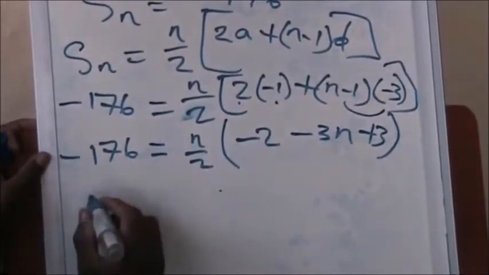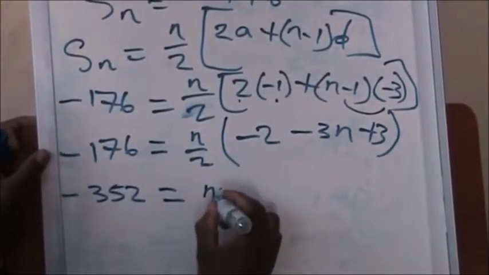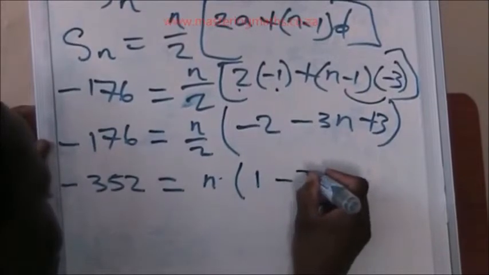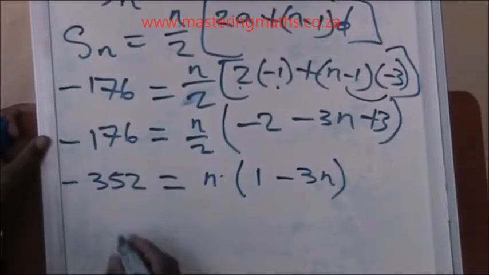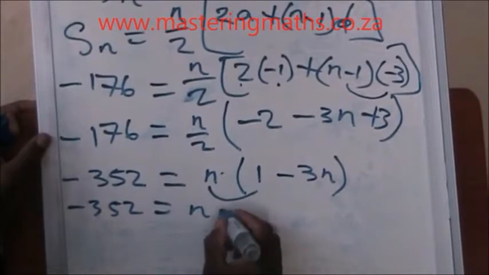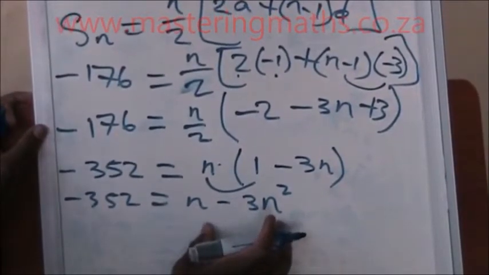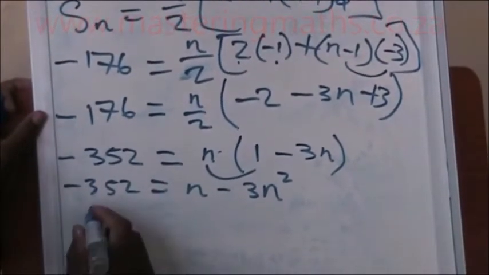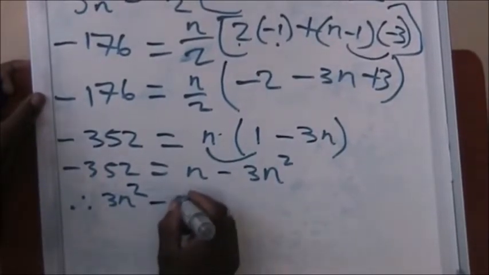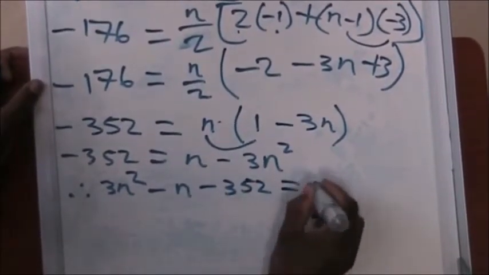Therefore, multiply by 2 on both sides. Minus 352 is equal to n into 1 minus 3n. Solve for n. Minus 352 is equal to n minus 3n squared. Therefore, take whatever is on the right and send it to the left hand side. Therefore, 3n squared minus n minus 352 is equal to 0.